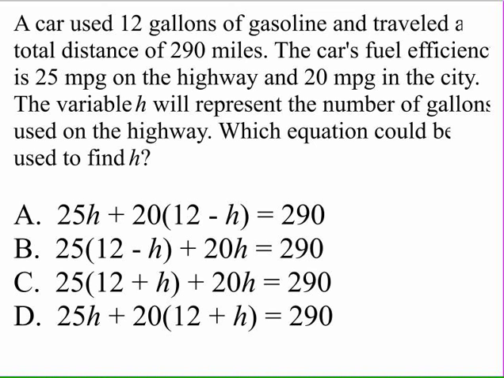And then last but not least, a car used 12 gallons of gasoline and traveled a total distance of 290 miles. The car's fuel efficiency is 25 miles per gallon on the highway and 20 miles per gallon in the city. The variable h will represent the number of gallons used on the highway. Which equation could be used to find h?